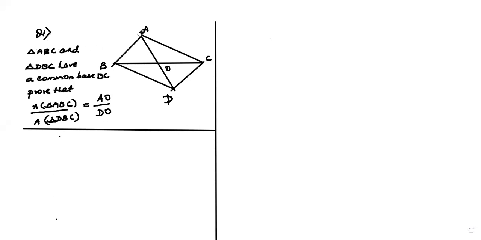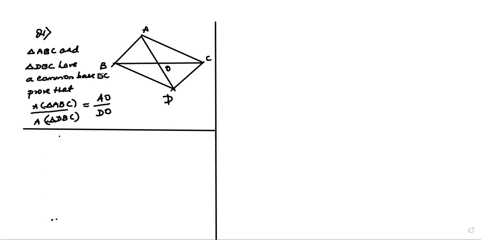This is question number 1. Triangle ABC and triangle DBC have a common base BC. Now this word common base, children, is a hint for us. What I want to prove is: area of triangle ABC upon area of triangle DBC equals AO upon DO.